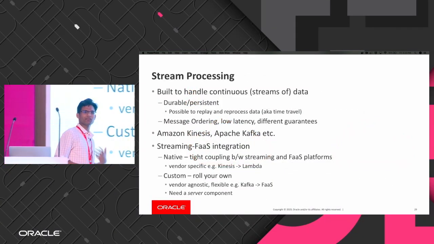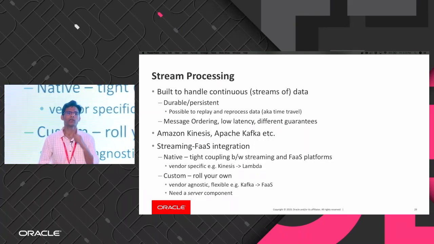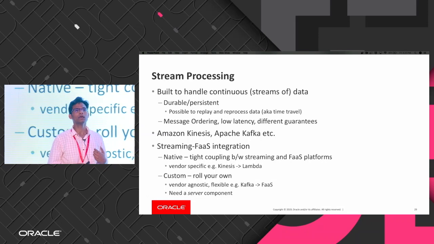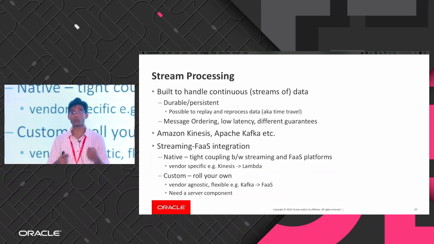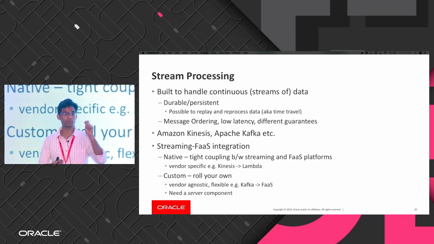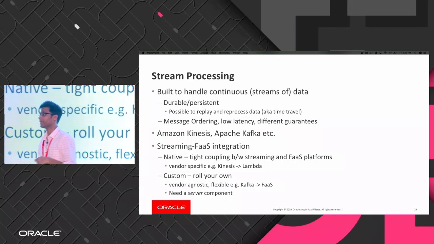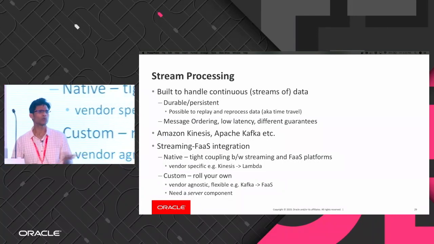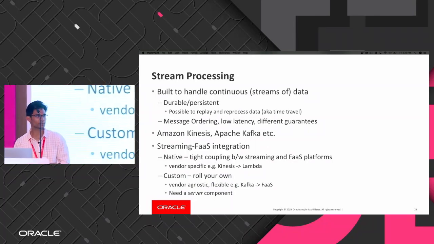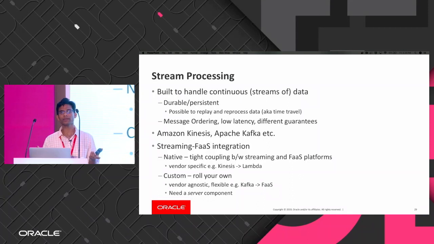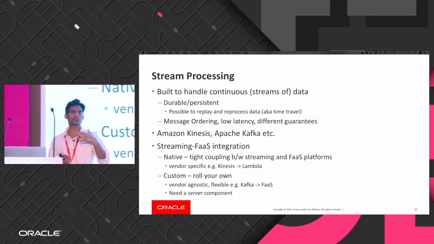And the other, this is slightly advanced, at least it's a topic which is of key interest to me, stream processing, right? Now, stream processing systems in general are built to handle continuous streams of data. They are supposed to process this with low latency, and they should have the capability to persist and be able to replay that data for further processing, right? So that's what stream processing systems do, and you might have heard of Amazon Kinesis, Apache Kafka, et cetera, right? So these are popular streaming platforms. Now, the important thing is, we want to talk in the context of integrating your FaaS platform with streaming systems, right?